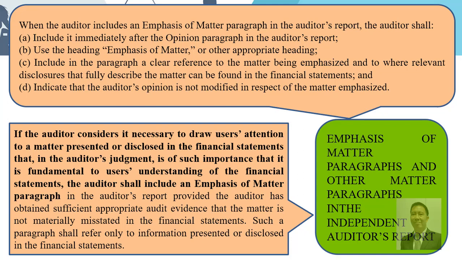Included in the paragraph is a clear reference to the matter being emphasized and to where relevant disclosure and a full description of the matter can be found in the financial statements. So usually what they do, they will mention the note number, so that the reader of the auditor's report will have easy access to the note which the auditor is trying to refer to, and indicate that the auditor's opinion is not modified in respect of the matter emphasized.